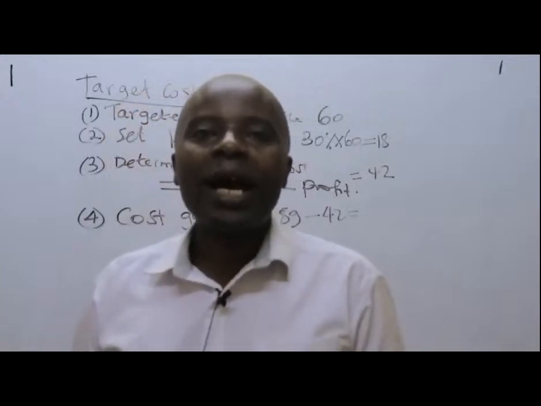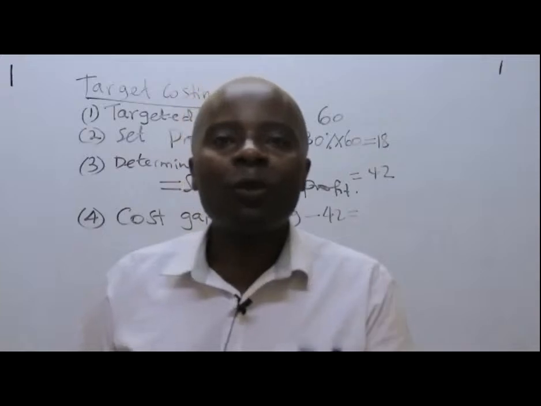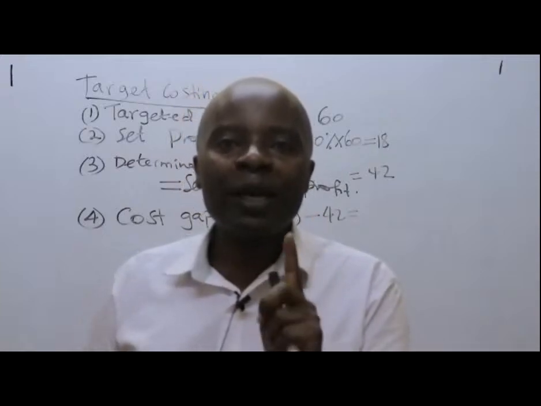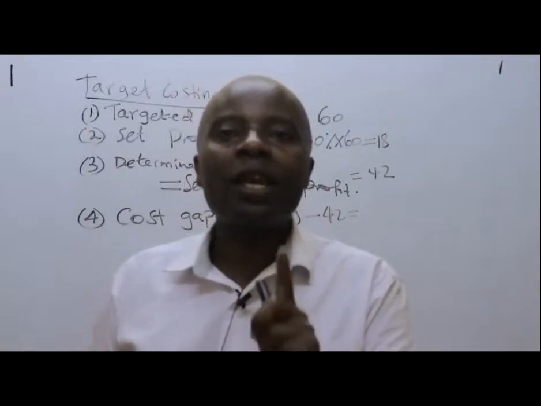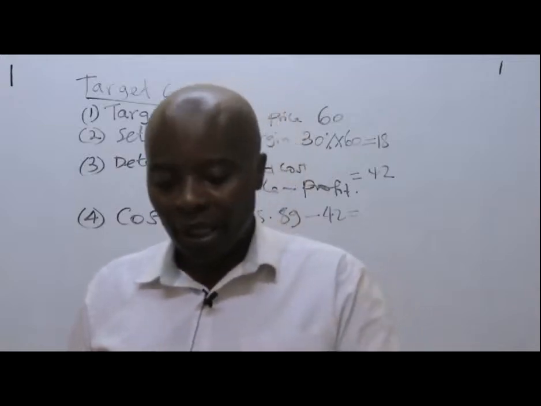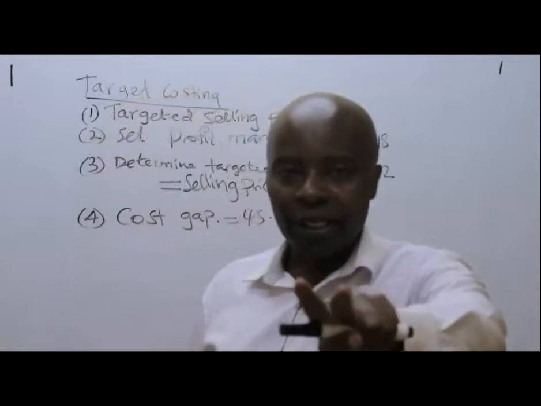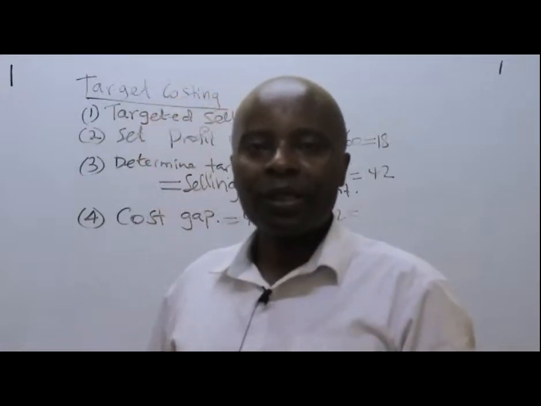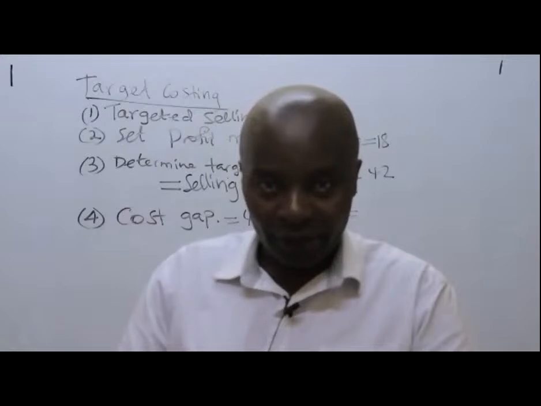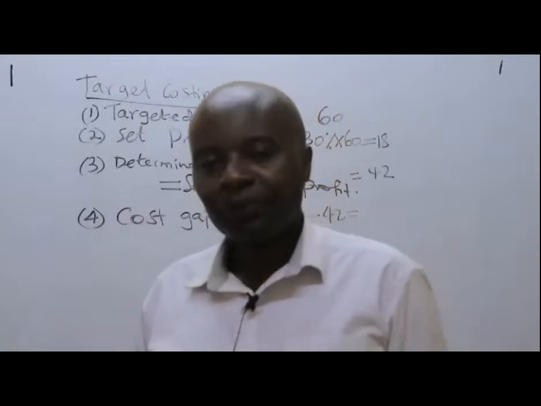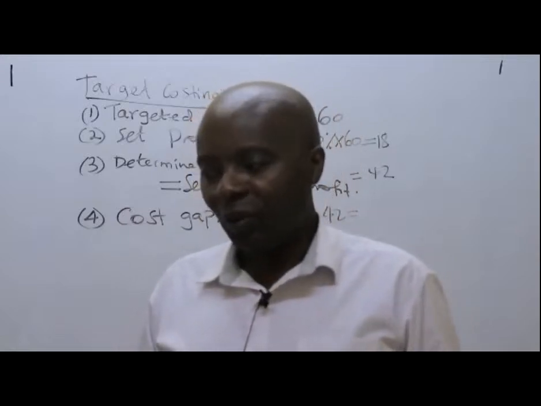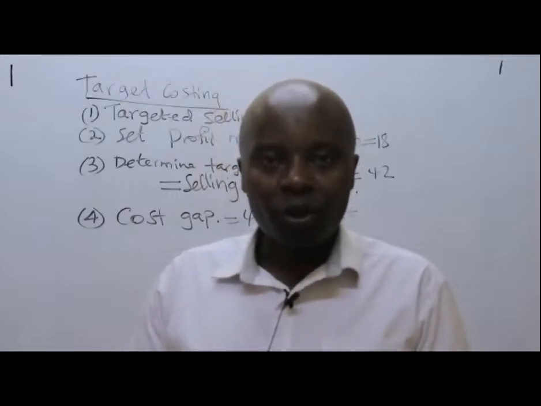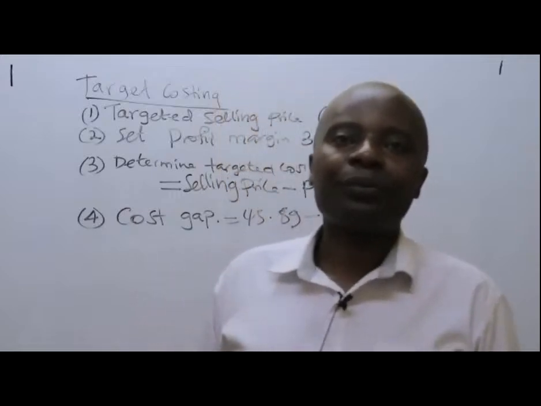Now, ladies and gentlemen, I will still come back to this target costing, but at times you will get an examiner asking you for 2 marks to give methods of reducing the cost gap. Can somebody give me 2 ways that you can work with to reduce the cost gap, to make this cost gap 0 or negative? When it's negative, it means you're saving. Could you kindly give me the ways that we can use to reduce the cost gap?